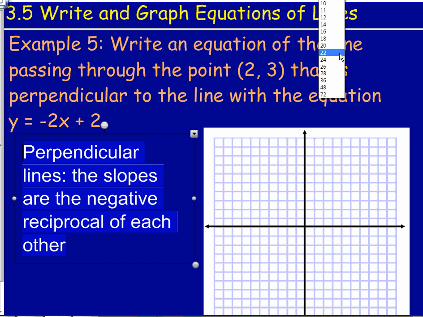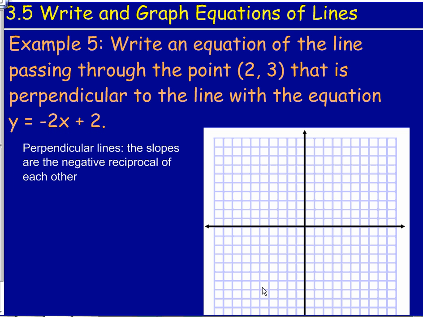All right, so what I can do here is I can actually say, all right, well, in this particular example, it says write an equation of the line passing through the point 2, 3 that is perpendicular to the line with the equation y equals -2x plus 2. So since I know that my slope is going to be the negative reciprocal, let's just figure that out now. So we're going to say m is going to equal, well, we know our original slope was -2. So the negative version of that is going to be positive, in this case, the opposite form. And the reciprocal of 2 is 1/2.